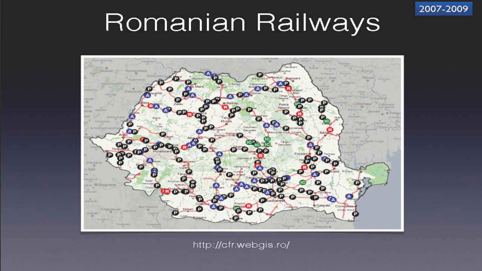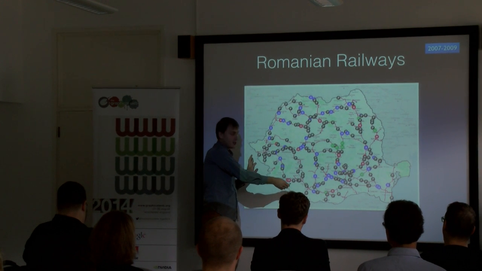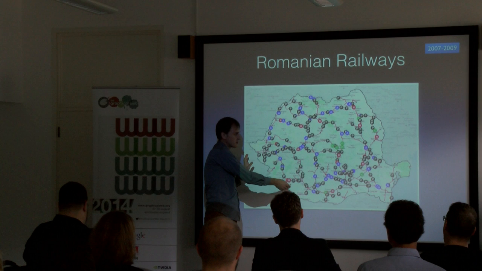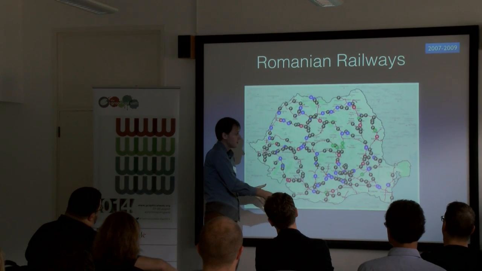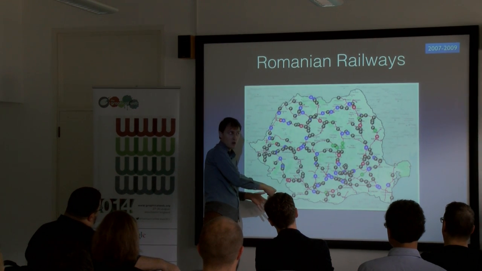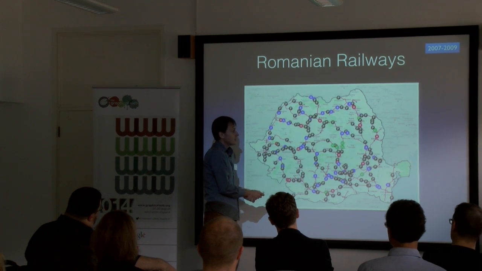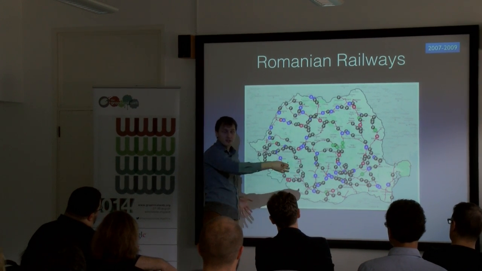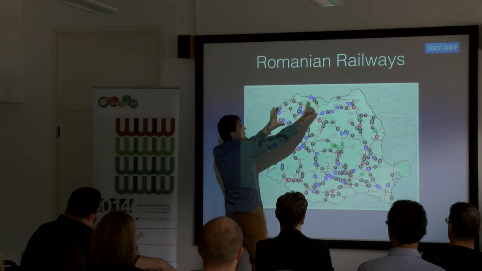And then what happened? I moved to Switzerland, but I didn't forget Romania. So I built the same thing also for Romania. Romania has the same length of railroad tracks, 5,000 kilometers, but has 10 times fewer trains, like 1,500 in one single day. And it's 5 times bigger than Switzerland. So you can get the scale. Switzerland is somewhere here. What you saw before was fitting somewhere here.